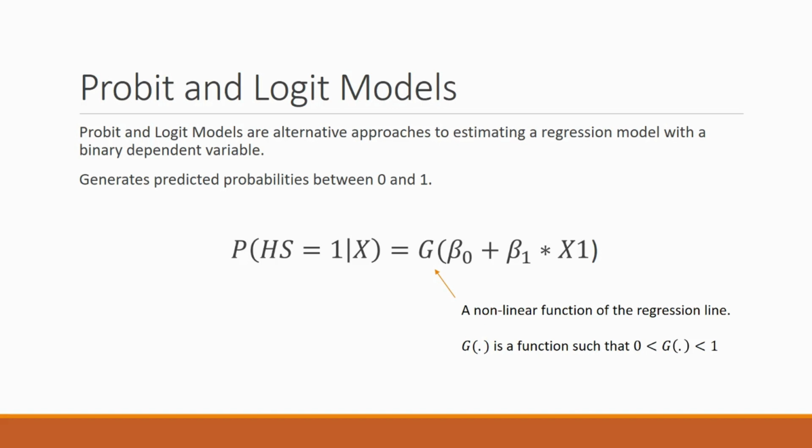The probability that someone has a high school degree is going to be between 0 and 1. So in this structure, we're using a function that is always going to be between 0 and 1. That guarantees that the probability that someone has a high school degree is always going to be between 0 and 1. All right, so this is how we do it: we say that the probability is equal to some function of our linear regression line.